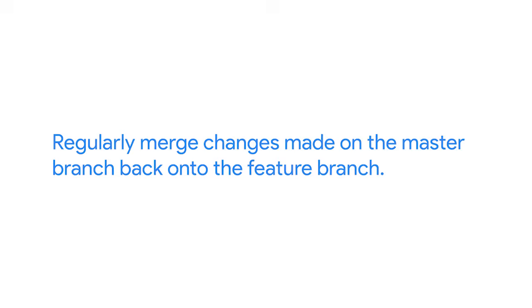To make the final merge of the feature branch easier, it makes sense to regularly merge changes made on the master branch back onto the feature branch. This way, we won't end up with a huge number of merge conflicts when the final merge time comes around.